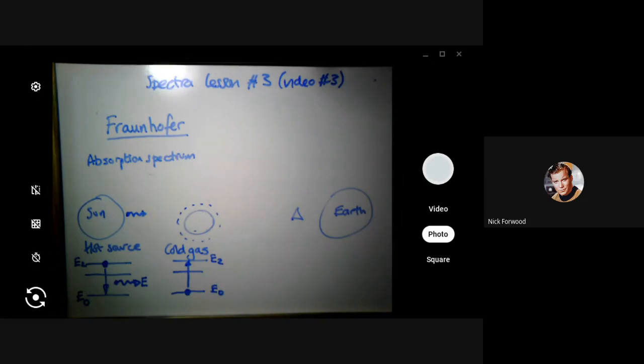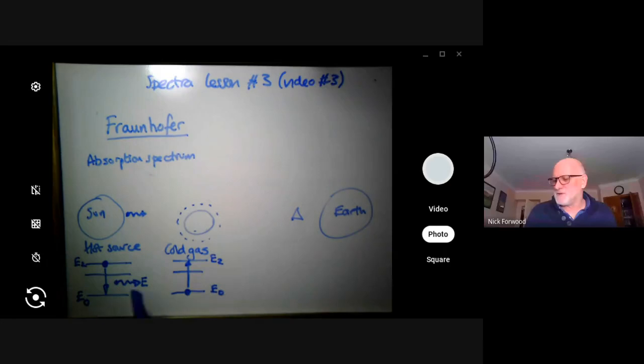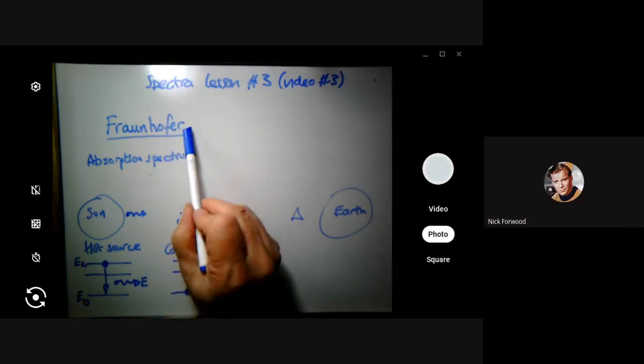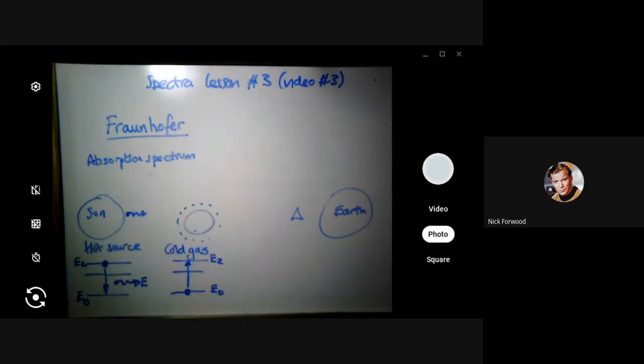So the learning points here: is energy emitted, or is it absorbed? Here energy is emitted, here energy is absorbed. And hopefully, if you've made some notes about what I've been speaking about, you would be able to describe and analyze absorption spectra of gases in the outer atmosphere of the sun, Fraunhofer lines. Okay.